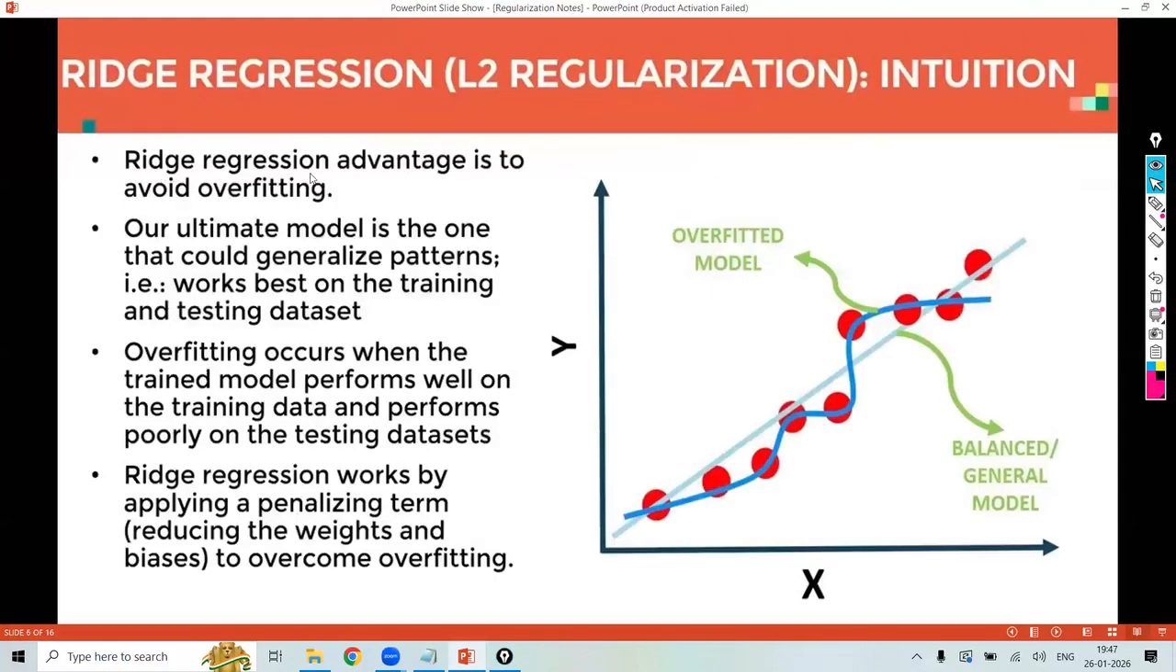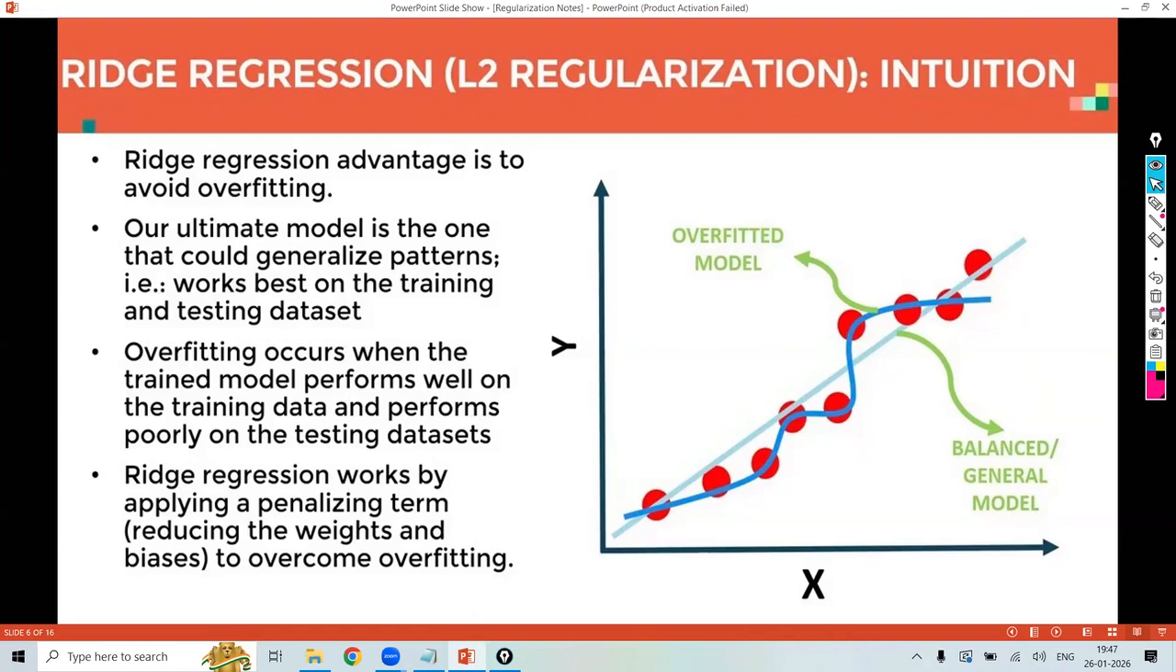So see here, the advantage of ridge regression is to avoid overfitting. What is our ultimate goal? In any regression project, what is the ultimate goal? As I've told you, RMSE to be low. Whatever project you implement, finally, RMSE should be low. Our ultimate goal is a model which is able to work on both training and test data. It has to work on the train and test data. It should not work exclusively on the train data only.